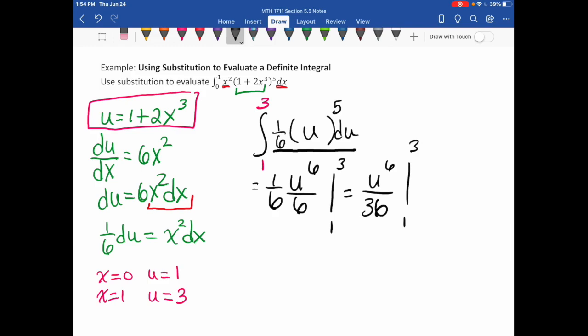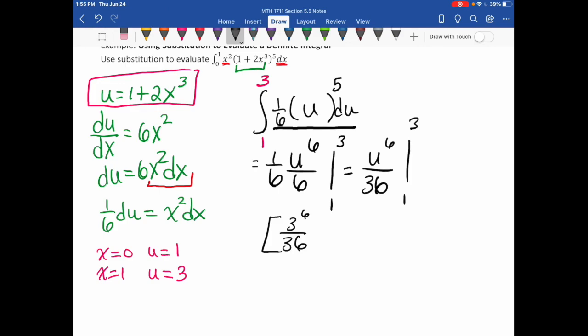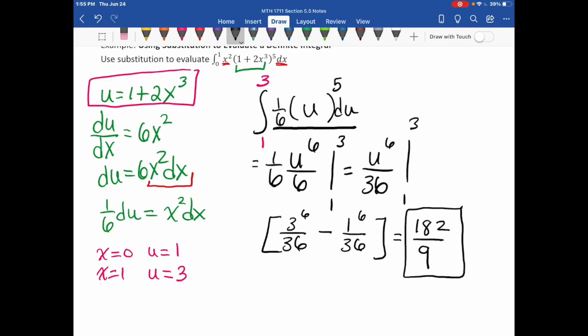So I can rewrite this as u to the 6th over 36, evaluated from 1 to 3. So I'm going to plug in 3. I'm going to get 3 to the 6th over 36. And I'm going to subtract 1 to the 6th over 36. When I do that, I'm going to get 182 over 9. So that's going to be my final answer.